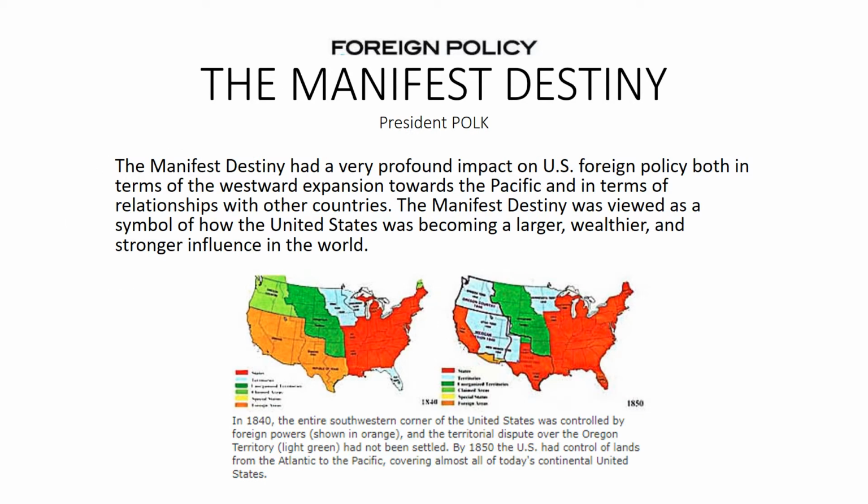The Manifest Destiny had a very profound impact on U.S. foreign policy, both in terms of the westward expansion towards the Pacific and in terms of relationships with other countries. The Manifest Destiny was viewed as a symbol of how the United States was becoming a larger, wealthier, and stronger influence in the world.